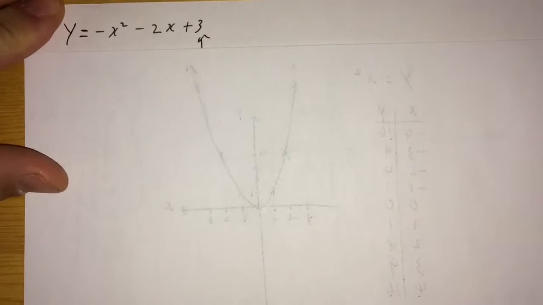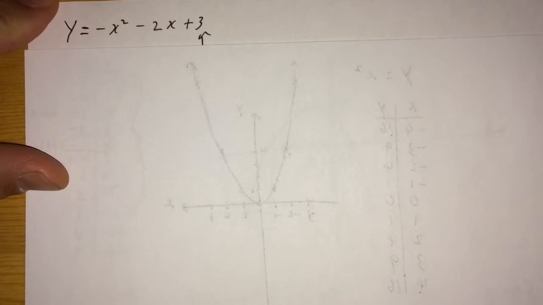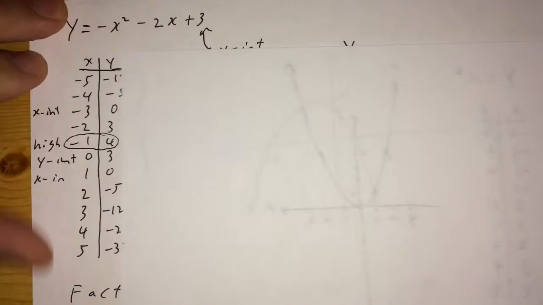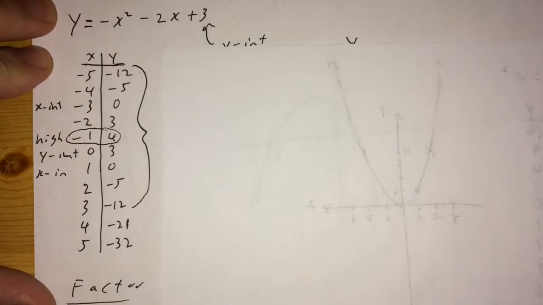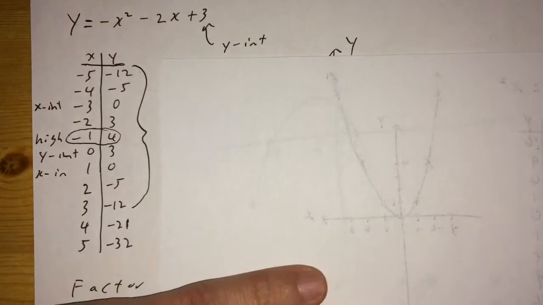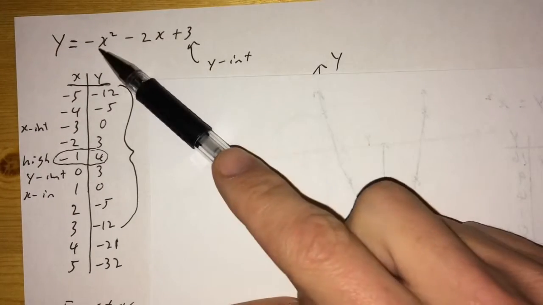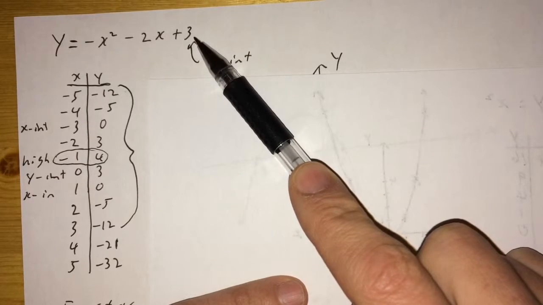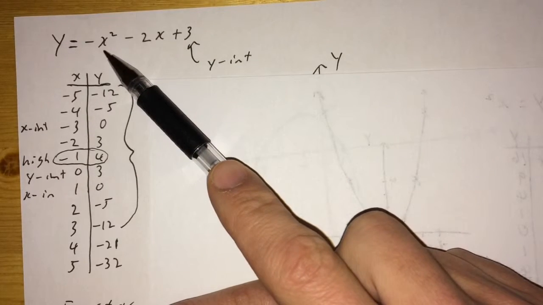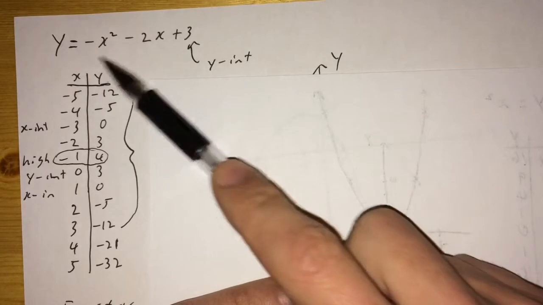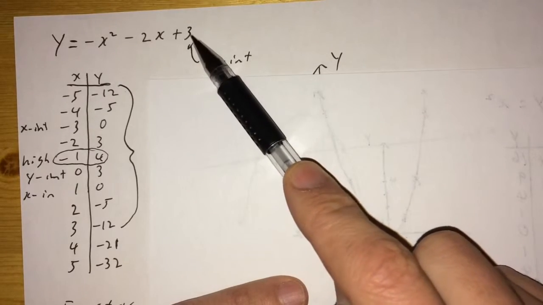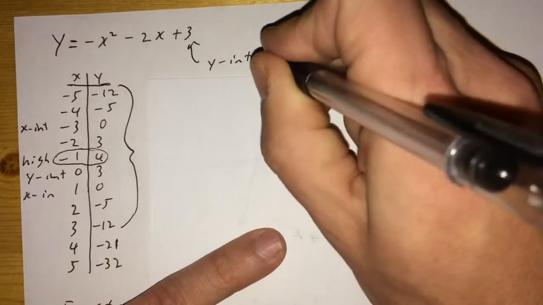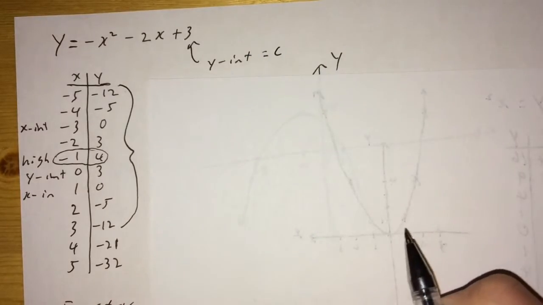Negative x squared minus 2x plus 3. Doing a table of values for it, go from negative 5 to 5. Something that's really interesting from this form is that if you sub in x equal to 0, you get the y-intercept. Subbing in x equal to 0, we just have the constant term, the c. So c ends up being the y-intercept in this form.